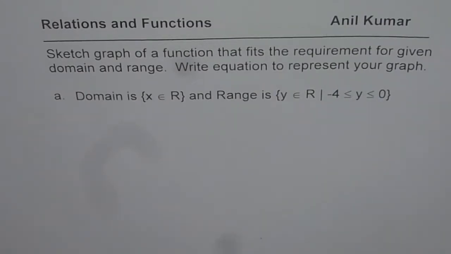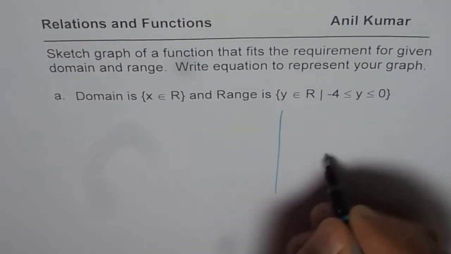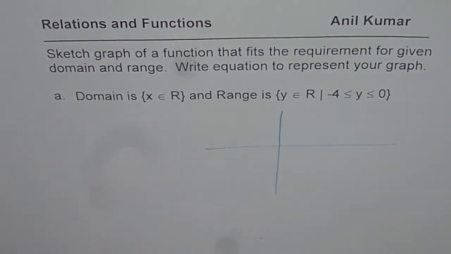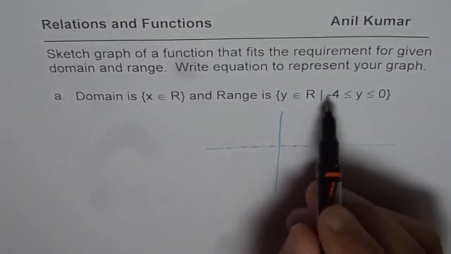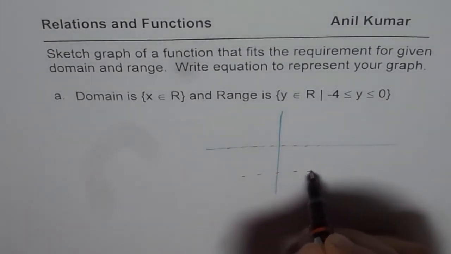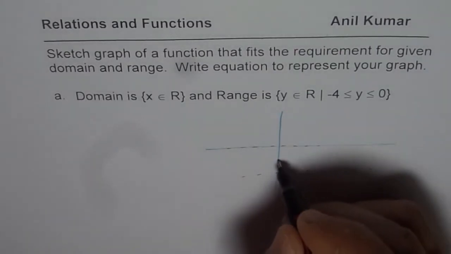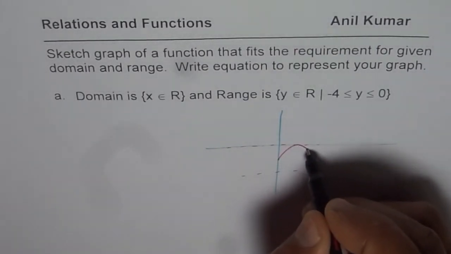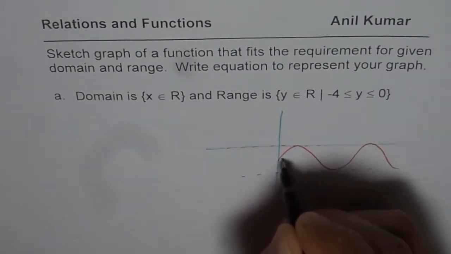So as you can see here, we have a function which has no restriction on the domain but has restrictions on range. What could be that function? Think about it. So there is no restriction on domain. However, range could be maximum 0 and minimum, let us say, -4. The only function which fits into this situation is the sinusoidal function, right? So that is the function which fits into this situation, right?